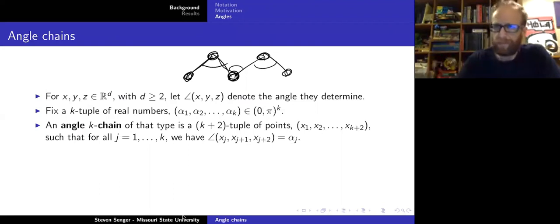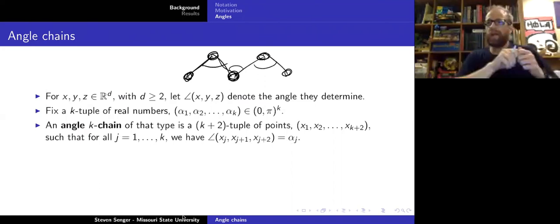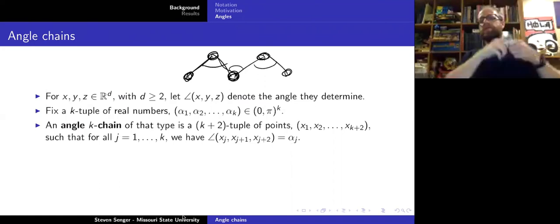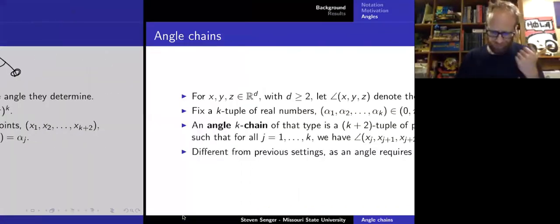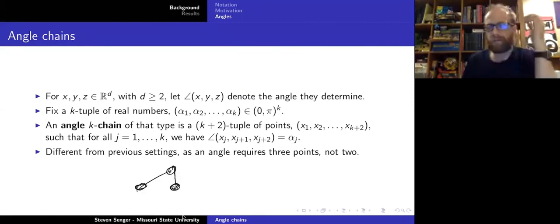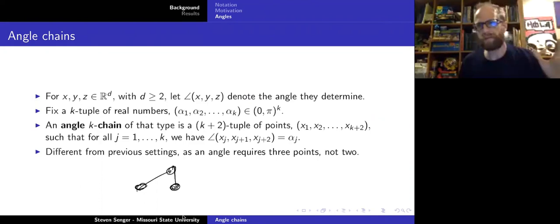And this has been studied. And then our generalization of that: if I fix a set of angles, how often can I find a K plus 2 tuple of points that exhibits that set of angles in order? Now, this is different from previous settings. Like I said, an angle requires 3 points, whereas a distance or dot product or many of the other functionals that have been studied in the past, like LP norms or the LP circles, require 2 points. So there's this fundamentally different issue.